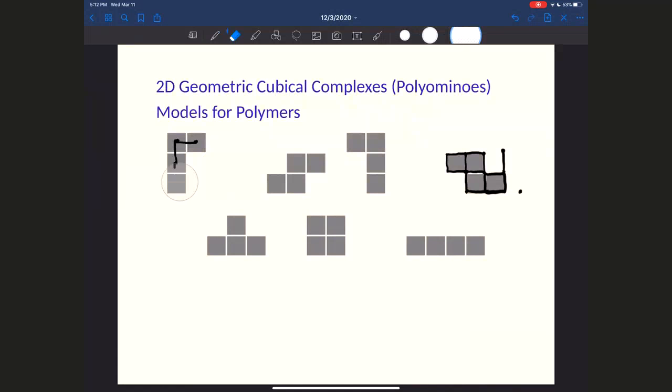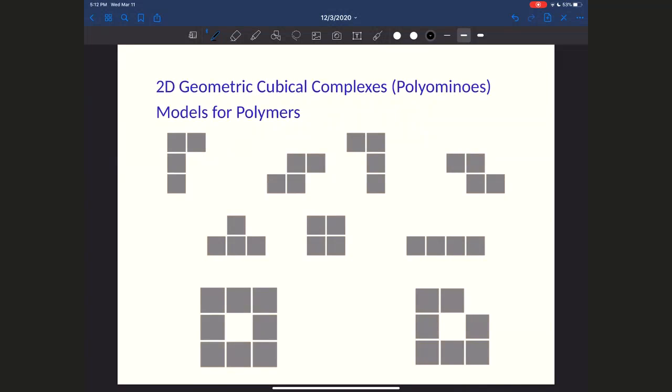But without going into these technicalities, you can think of this as, okay, we take squares and we glue them together by the edges, and we want to study these objects when they are part of the infinite tessellation of the plane, so they're embedded. Okay, so let me show you one polyomino with holes.